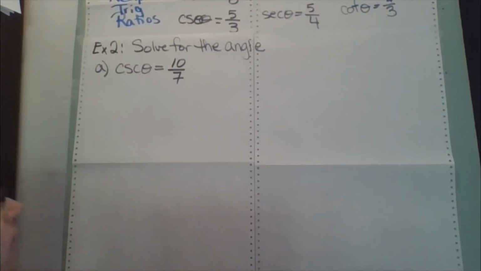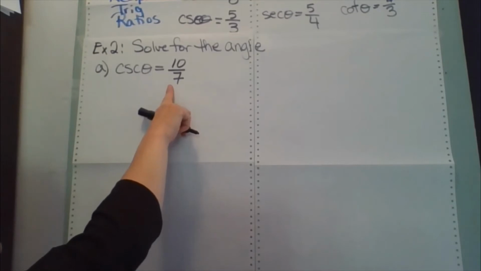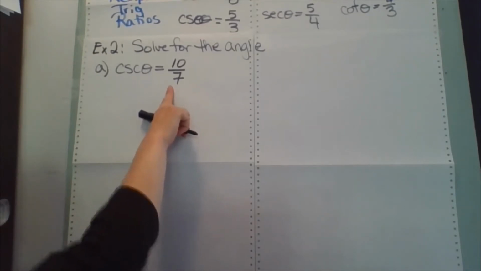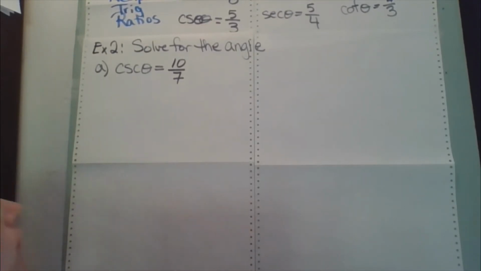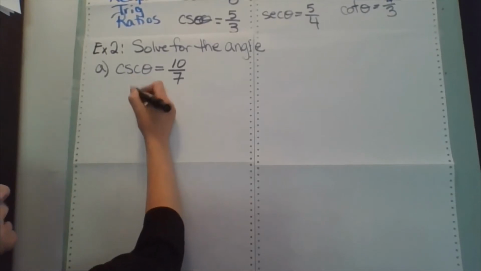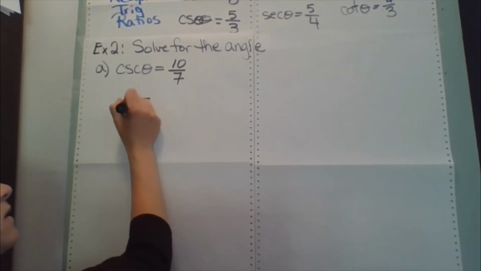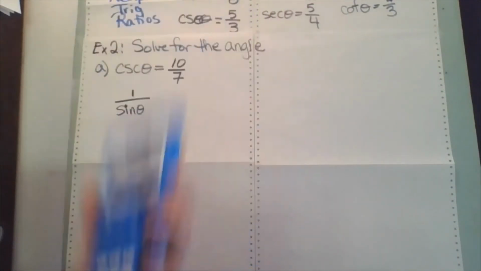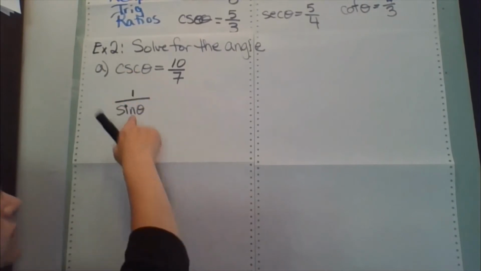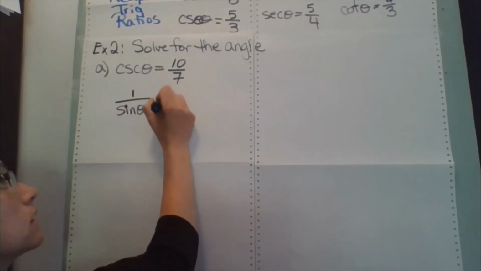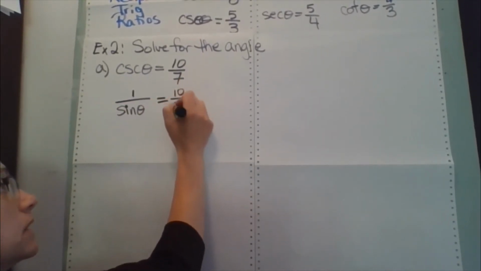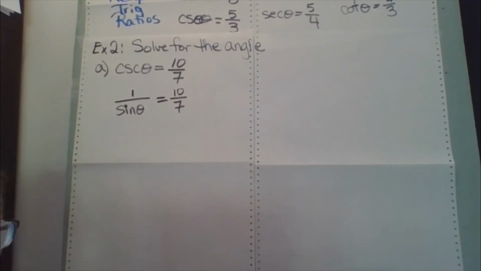Okay, let's solve for our angle. So if I gave you cosecant theta equals 10 over 7, well, how would you figure out that angle? Well, let's see. We know cosecant is the same thing as 1 over sine theta. And I have to go there because guess what? There's no cosecant button on here. Nope. So we got to figure that out. So I know cosecant is 1 over sine. And I'm being told that all of that equals 10 over 7.